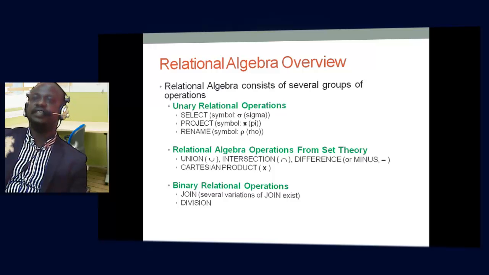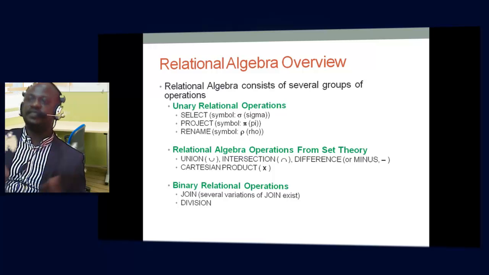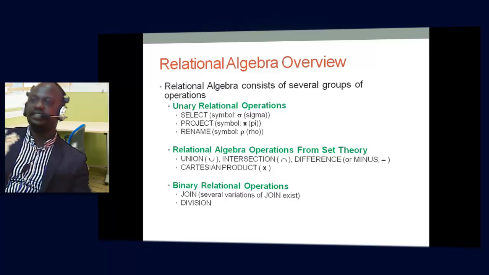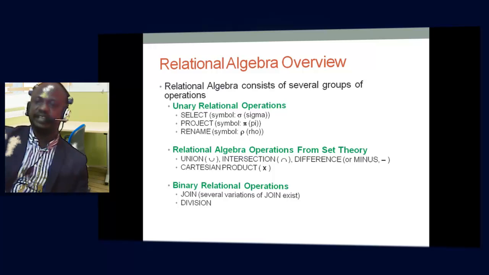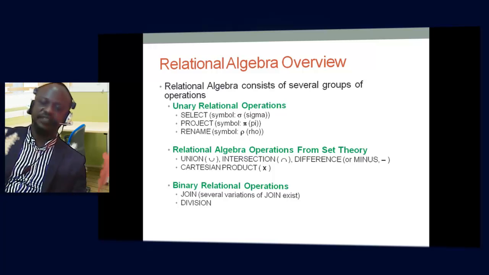So this is the overview of relational algebra. You'll be looking at unary relational operations, which include selection, projection, and renaming. Then the next one, relational algebra operations from set theory, which includes union, intersection, difference, and the product. And the last one will be binary relational operations, which include joins and divisions.